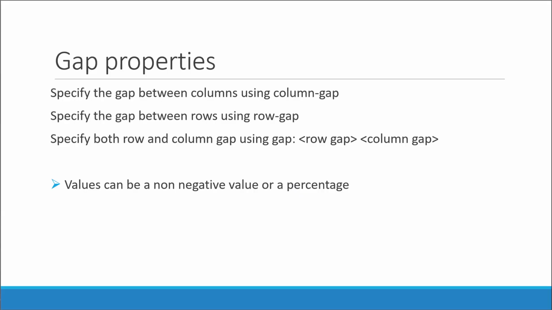So, to specify gap between columns, you can use the column gap property. To specify gap between rows, you can use the row gap property. You can also use the shorthand gap property to specify both row gap and column gap. The values can be a non-negative value or a percentage.